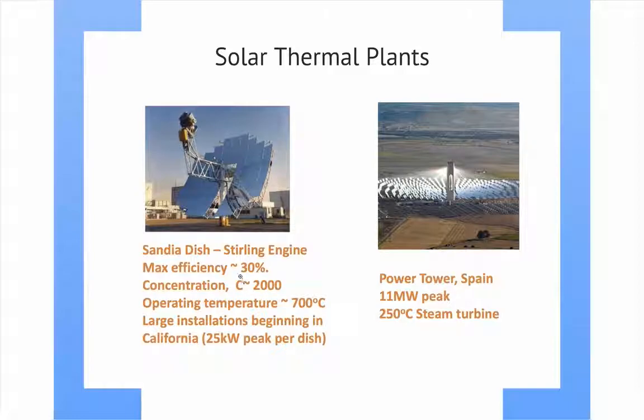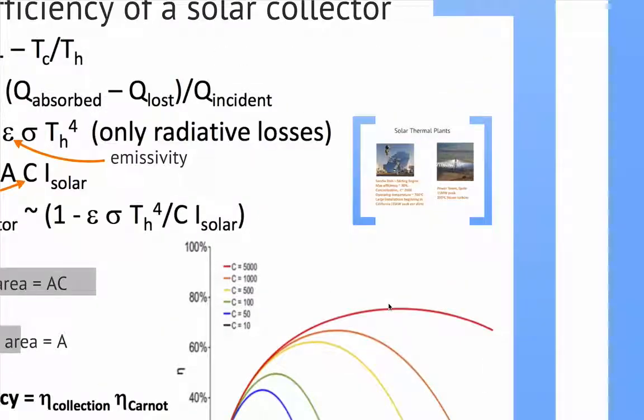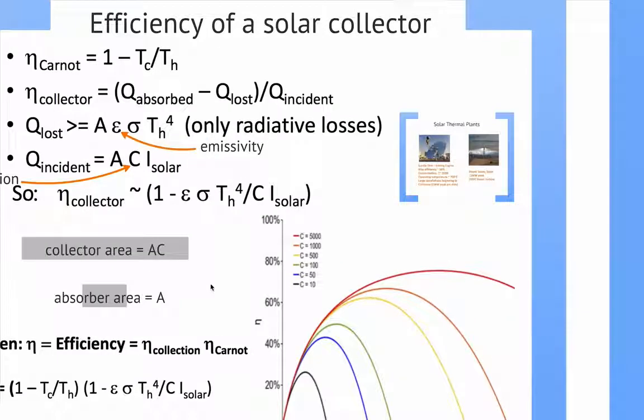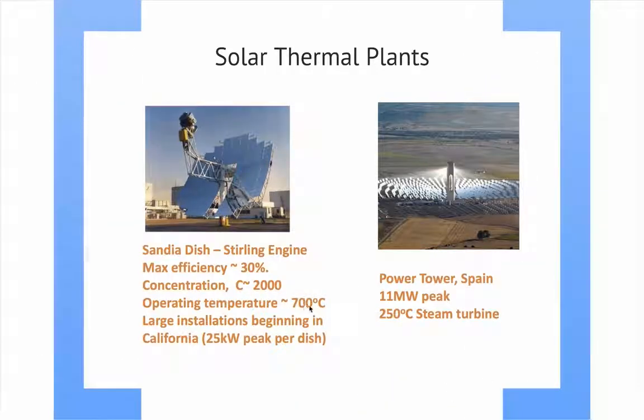The efficiency of this particular system is 30%, and the concentration is about 2000. You can compare that to the curve here. Concentration of 2000 is about this curve roughly. This is 1000, so a little higher than that. And efficiency is about 30%, so way down here somewhere. The temperature is usually pretty high. I forget the exact number. Yeah, it's about 700 degrees Celsius. So you can compare it to the theoretical numbers. It's actually quite good for the numbers here.